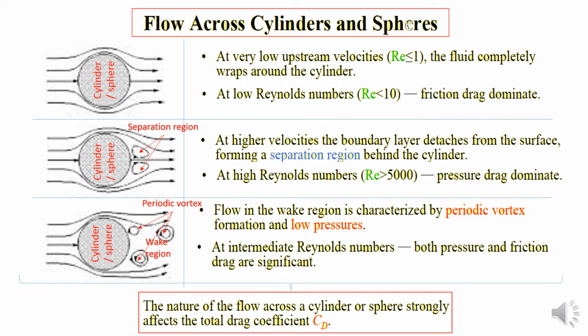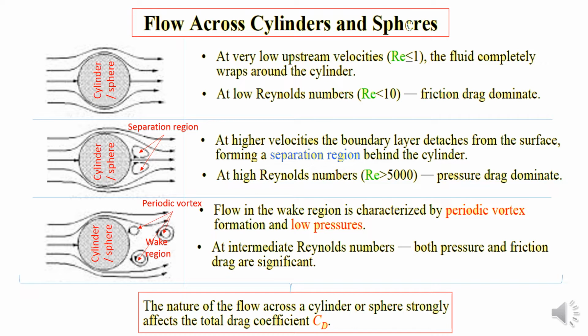And then another one is the flow in the wake region, which is characterized by periodic vortex formation and low pressure, as shown in the last figure. So, periodic vortex in the wake region. This happens at intermediate Reynolds number, and we should consider both pressure and friction drag. Okay, so I put a note down there. The nature of the flow across a cylinder or sphere strongly affects the total drag coefficient, CD.